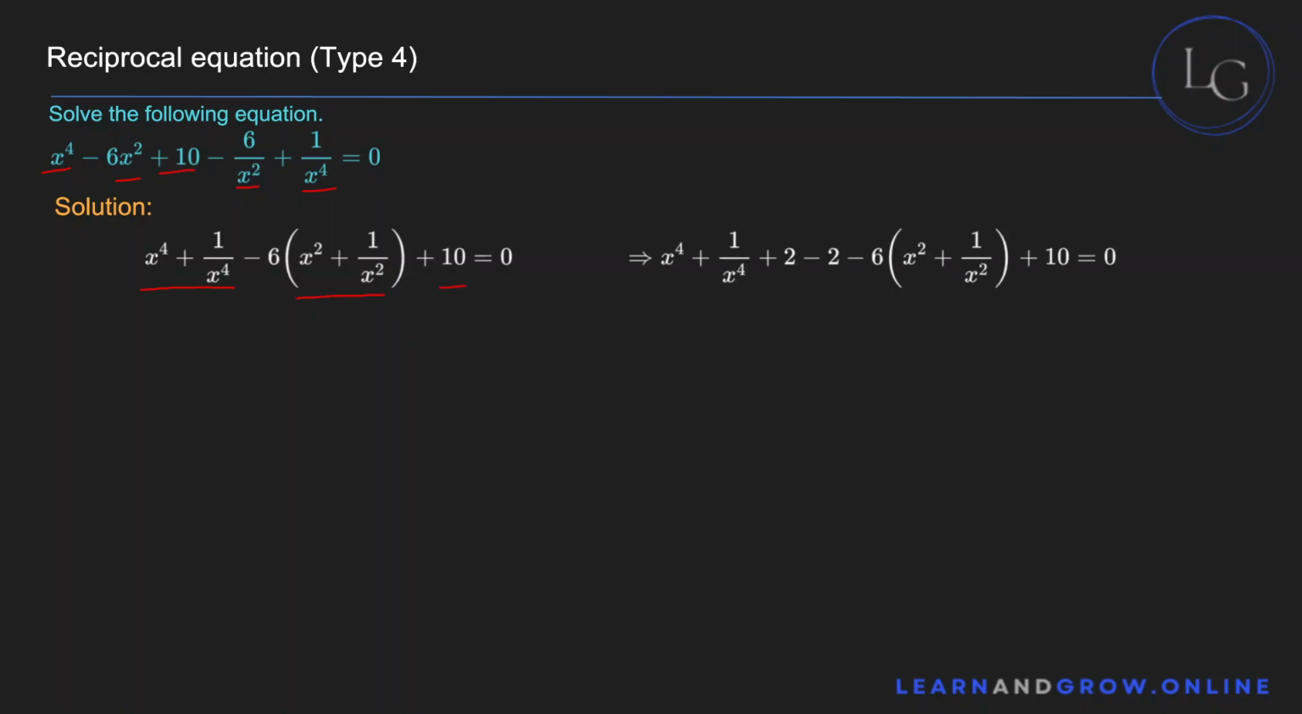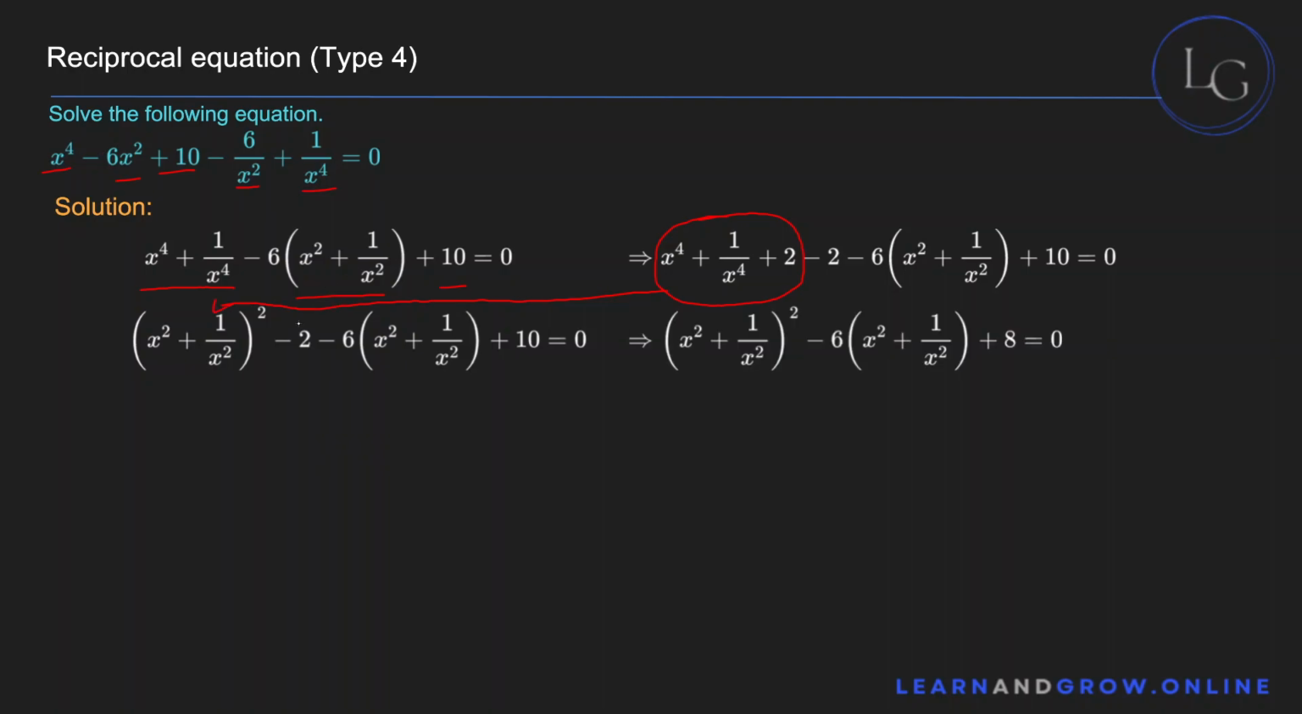And now basically what you'll do is you'll add 2 to the x to the power 4 terms, and obviously you'll have to subtract 2 as well. And the reason you do that is because you need these three terms. Why? Because this becomes this. And now you'll take the minus 2 on this side and you'll subtract 10 with 2 and you'll get 8 over here.